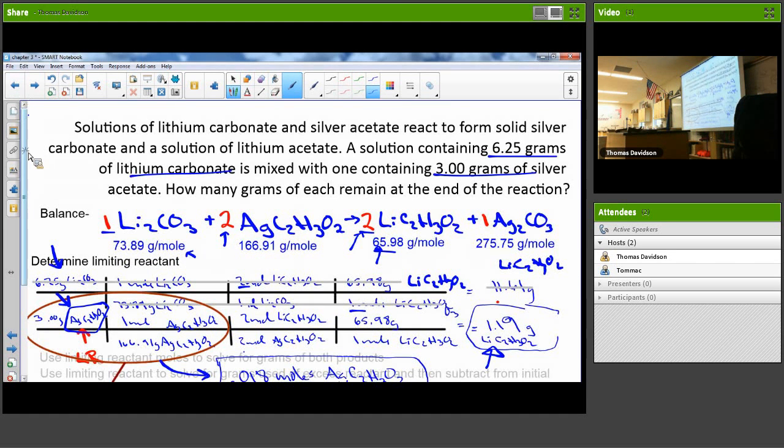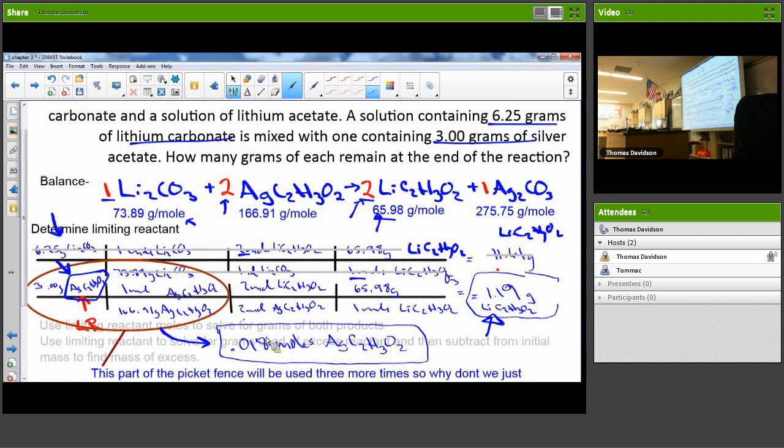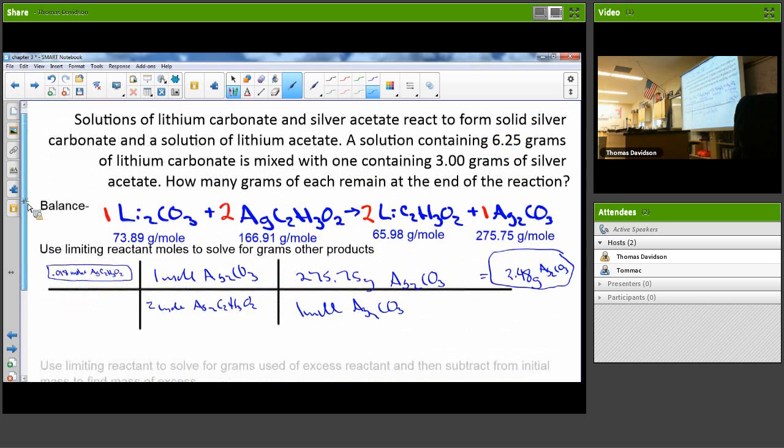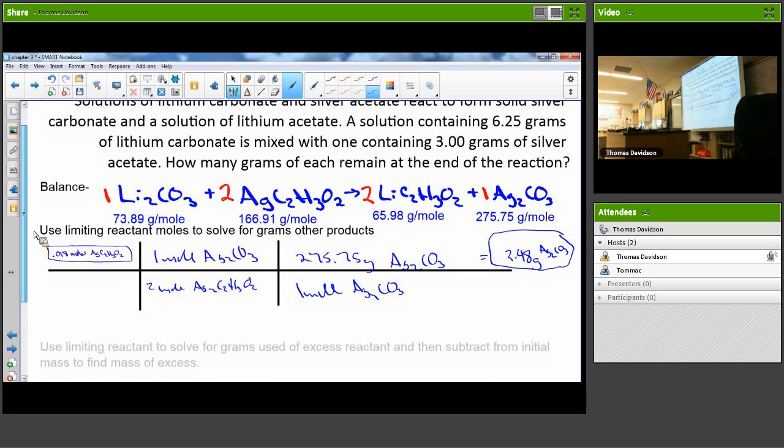Okay. So once again, I'm going to take this number, and I literally just cut and pasted it. And now I'm going to use my limiting reactant moles to solve for grams of the other products. There's only one other product, but it could be way more. But for now, it's just one other thing. So I have to solve for this now, correct? All right. So I took that number and I replaced the first part of the picket fence.